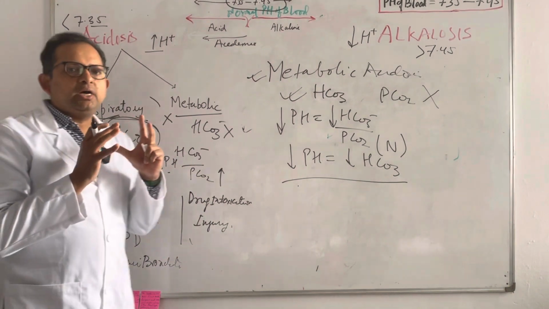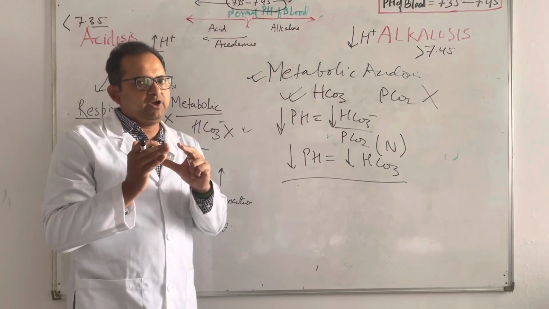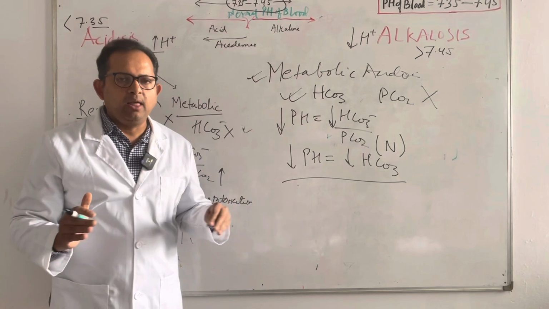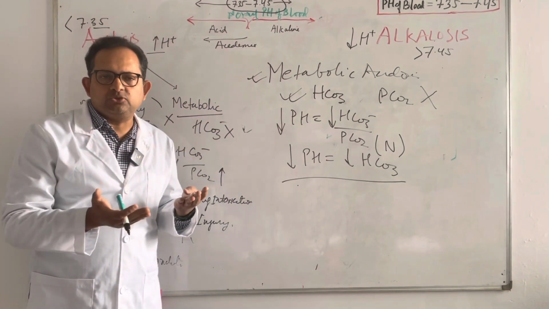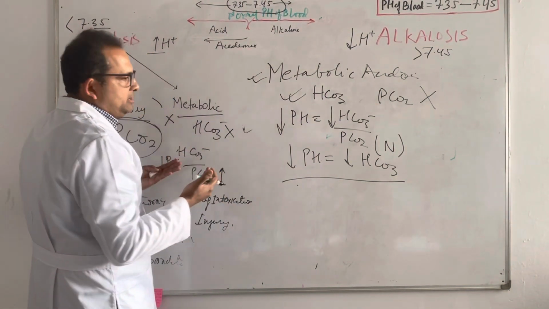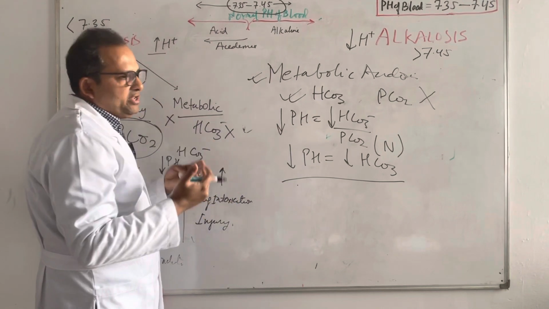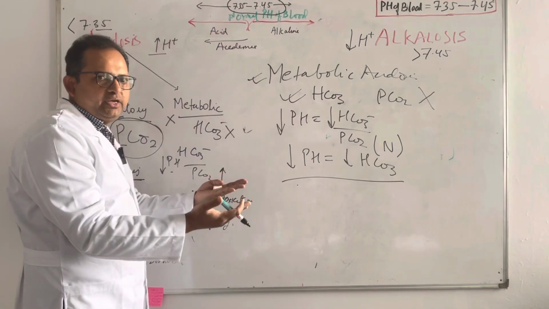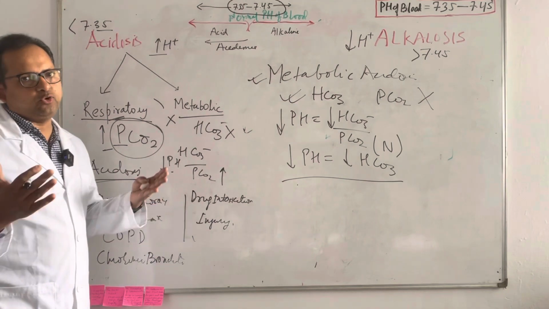The moment I look at the ABG report, I look at the pH first. If it is 7.35 or lesser, like 7.25, 7.21, it's acidosis for sure. Then what do we have to look at? We have to look at either the bicarbonate or the PCO2. If the PCO2 has increased beyond the normal range, then it will be respiratory acidosis. And if the HCO3 is decreased, then it will be metabolic acidosis. So HCO3 is metabolic, PCO2 is respiratory, and pH is acidosis. I hope you have understood everything.